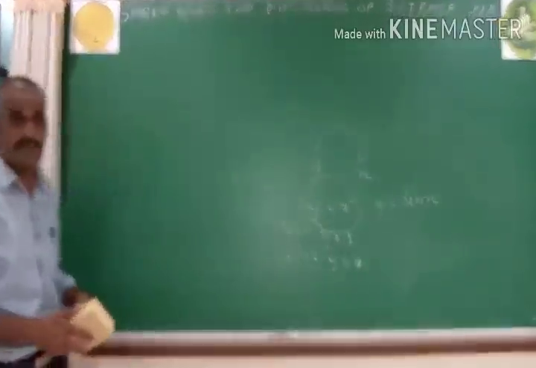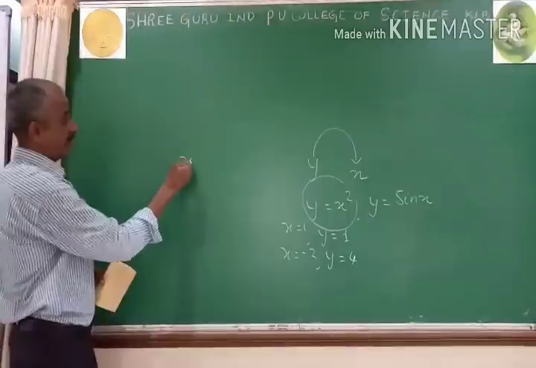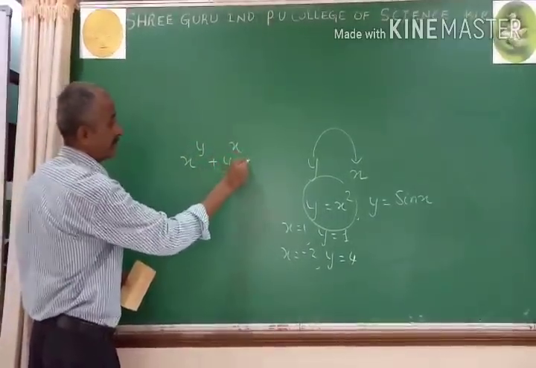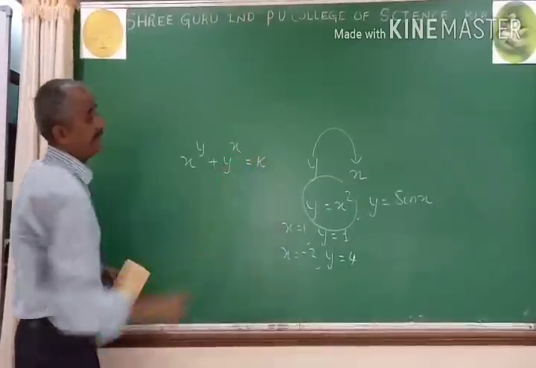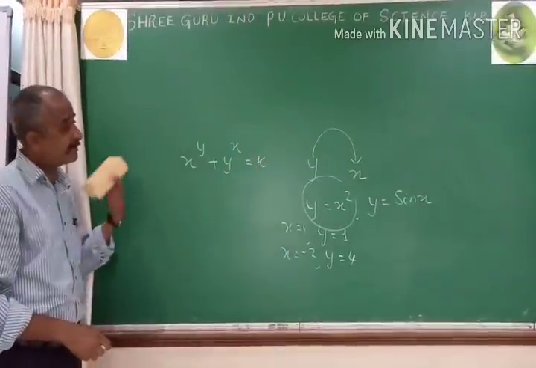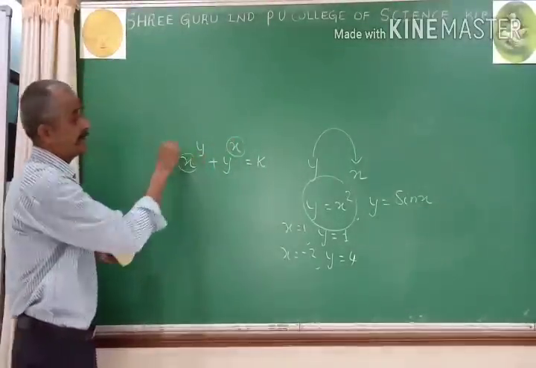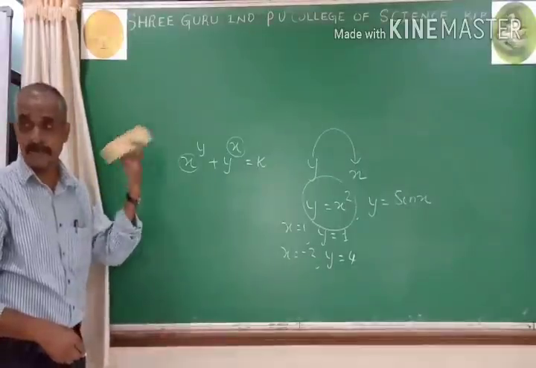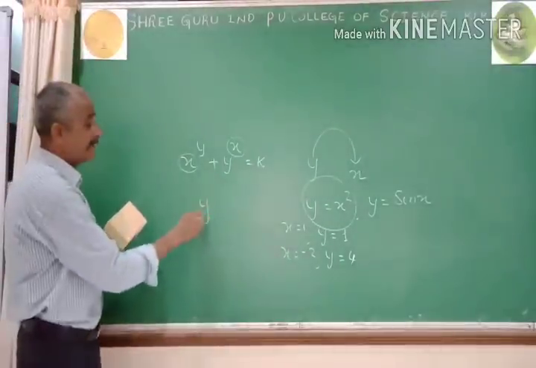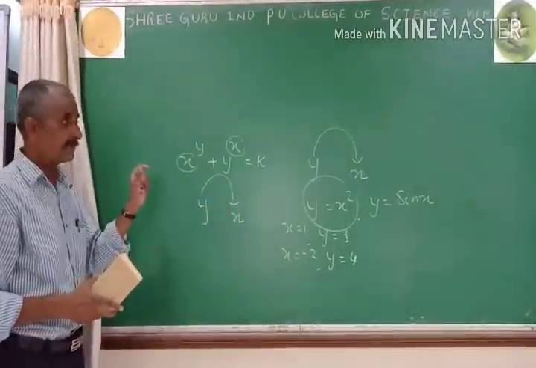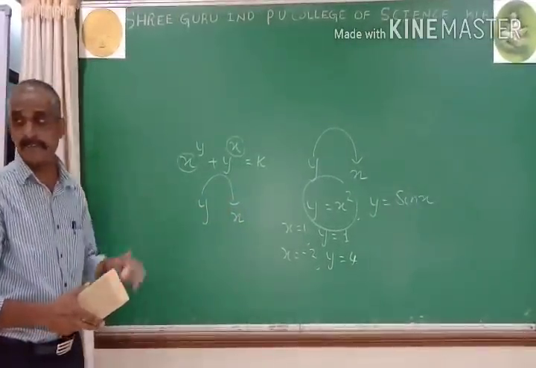For example, if we take the expression x to the power of y plus y to the power of x equal to some constant k, this is an implicit function in the sense that if you go on assigning values for x, you can't get the value for y directly, because we can't get y directly in terms of x. That's why this function is called an implicit function.